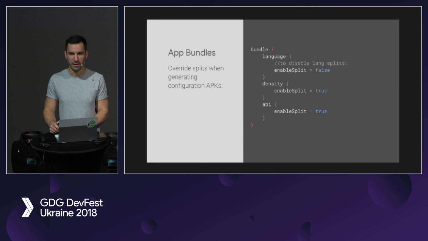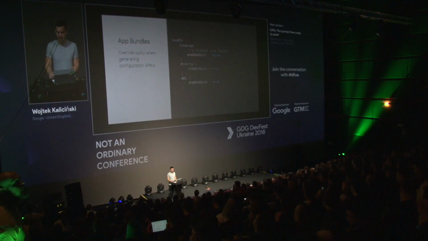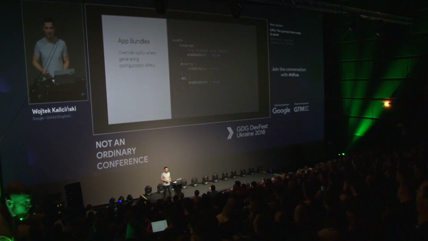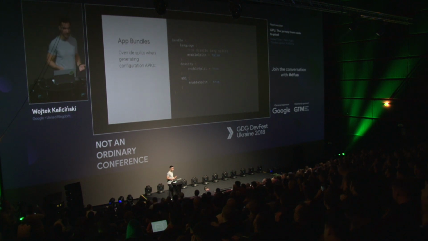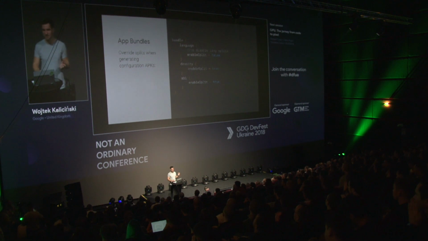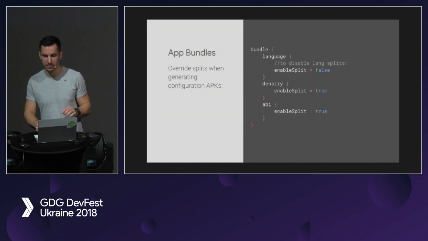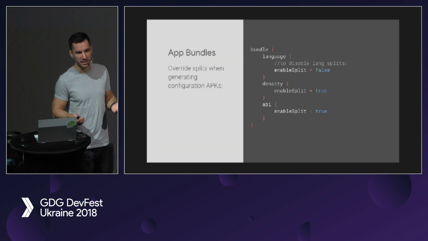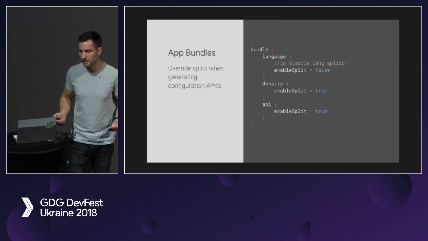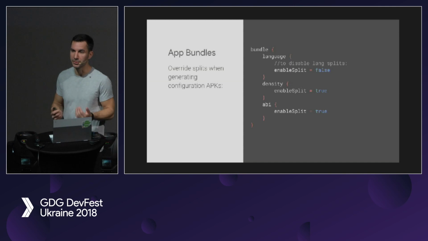If you're worried about, for example, not having all languages in the APK available at installation time, you can disable a certain split. So instead of using the splits directive as previously, there's a new one in Gradle called bundle, and you can disable splits if you wish. However, for most apps, there's no reason to do that, and you should just leave it on default.